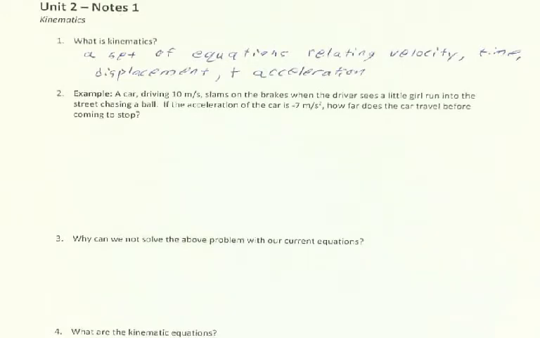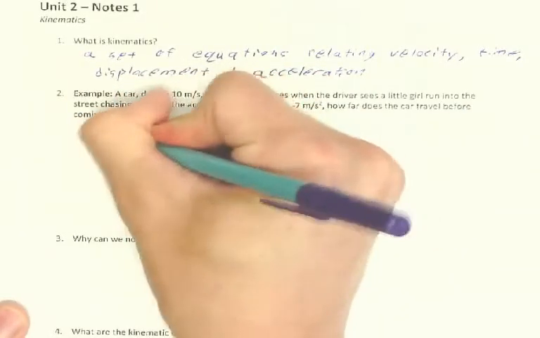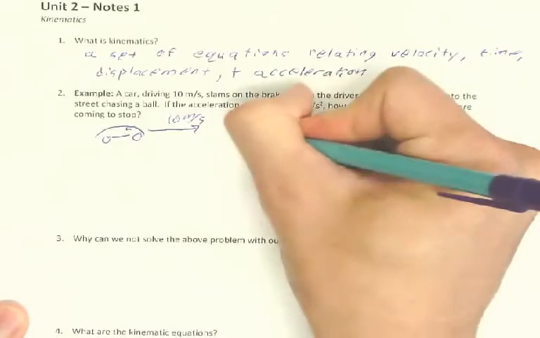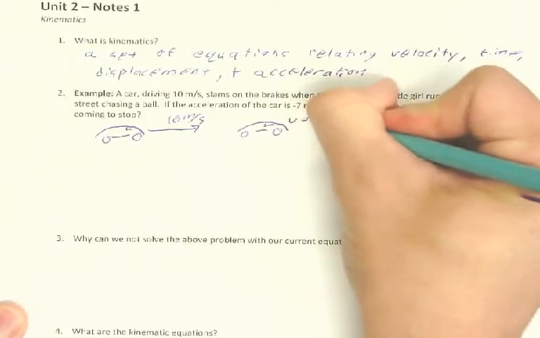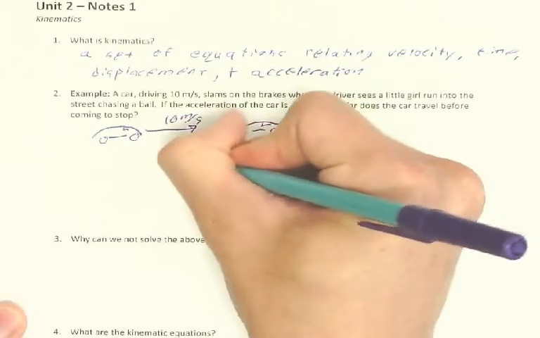Okay, so let's do an example problem together, and I'll show you what we're getting at, and what the troubles are here. A car driving 10 meters per second slams on the brakes when the driver sees a little girl running in the street chasing a ball. If the acceleration of the car is -7, how far does the car go before coming to a stop? So here is my car traveling forward at 10 meters per second. It's going to come to a stop. It has an acceleration in the opposite direction of -7.